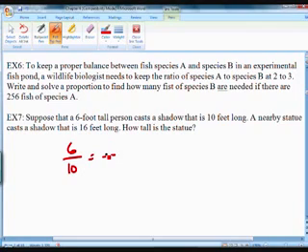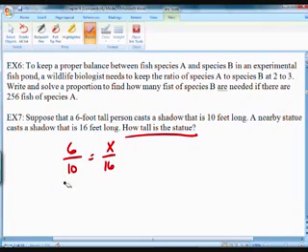A nearby statue casts a shadow. We don't know how tall the statue is, so X. We know that its shadow is 16. What's that? 6 over 10. Now, you could change 10 feet to inches. 6 foot is equal to 72 inches, because there are 12 inches in a foot.